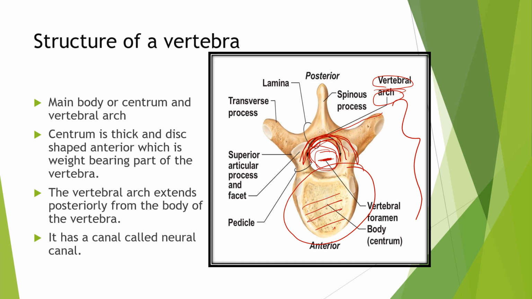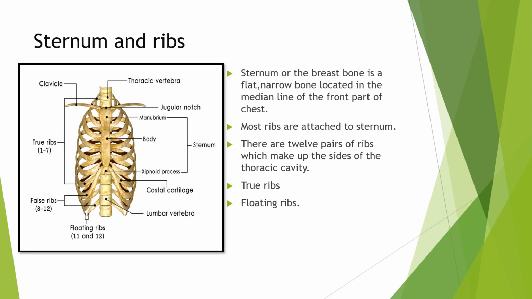Now next we will move on to the sternum and the ribs. Let us see what is there. This slide will continue with the sternum and the ribs. So what is the sternum? The sternum is the breastbone, and it is a flat and narrow bone located in the median line of the front part of the chest. You can see here in this very clear diagram, this is the sternum, the flat bone. It is the breastbone, located in the median line of the front part of the chest.